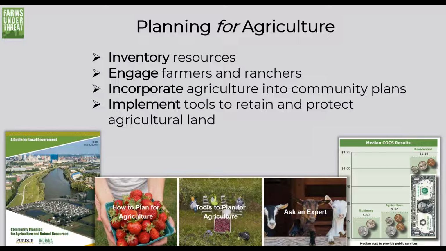So, inventorying your resources, whether that be your productive, versatile, and resilient soils, riparian corridors, groundwater recharge areas, or view sheds. It's really important to have a good handle on what you have.